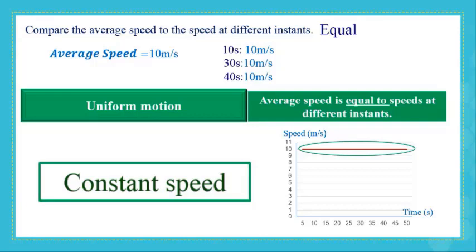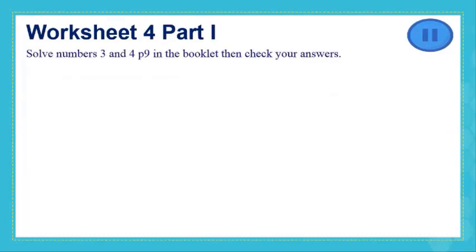There are different types of motion. Uniform motion is one of these types discussed in this session. You will be introduced to the other types of motion in the coming session. Please pause the video, solve numbers 3 and 4, page 9 in the booklet, then check your answers.